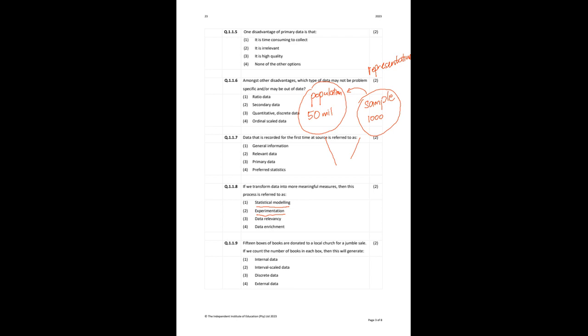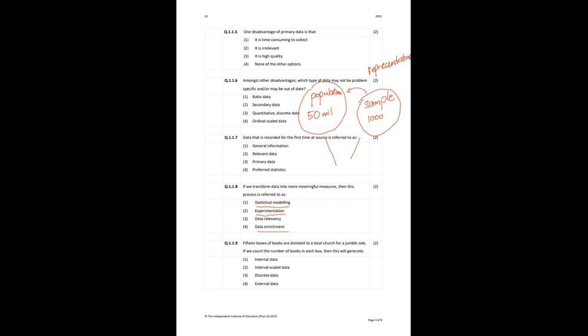Then you have data relevancy. So data relevancy, again, also one that's pretty literal to the word, is looking at the fact that when you carry out some sort of research, you need to make sure that the data is relevant to the research. So you obviously don't want to be researching one thing and have information that's completely irrelevant to it. And then the last one is your data enrichment. So again, literal to the word enrichment.